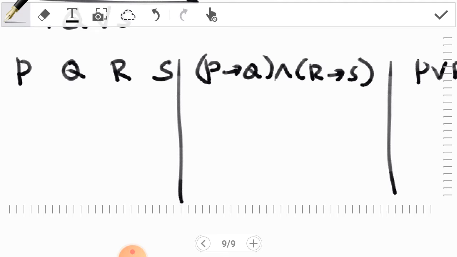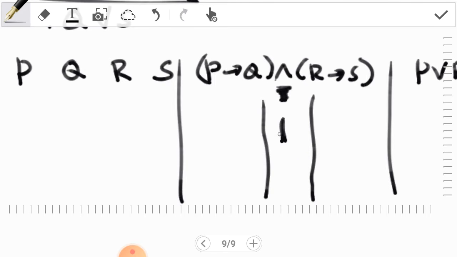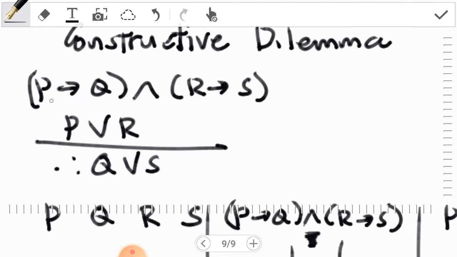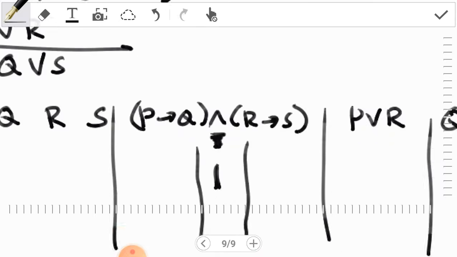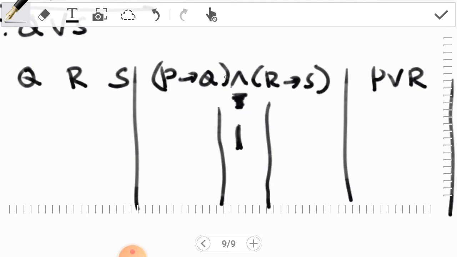Let's go over the values. This is a conjunction. Therefore, if we want this entire proposition to be true, remember, that's a premise. We want this premise to be true. So for this to be true, since this is a conjunction, P implies Q must be true and R implies S must be true.